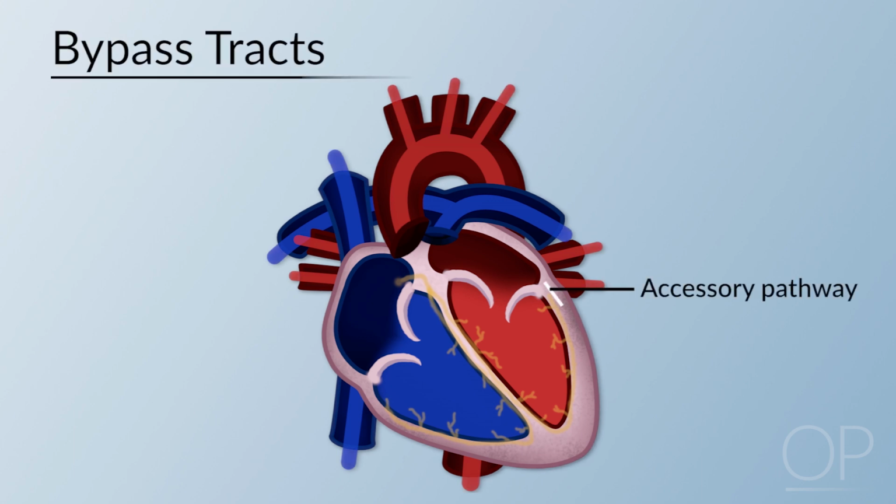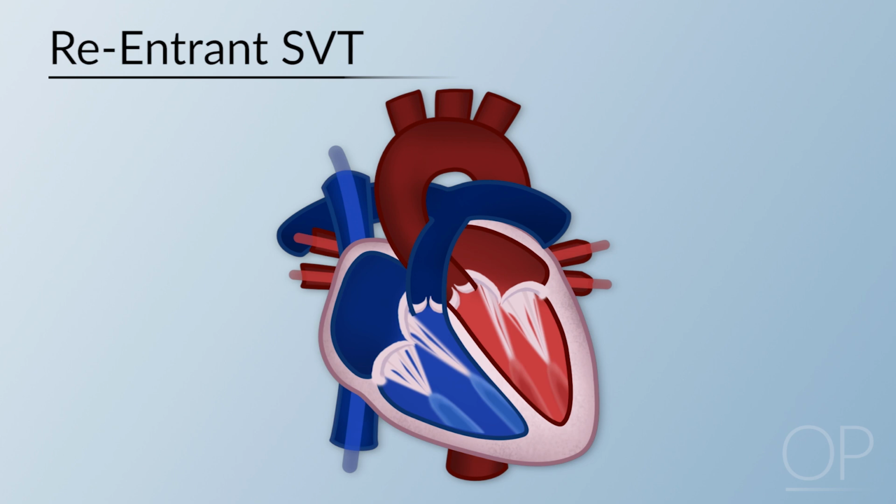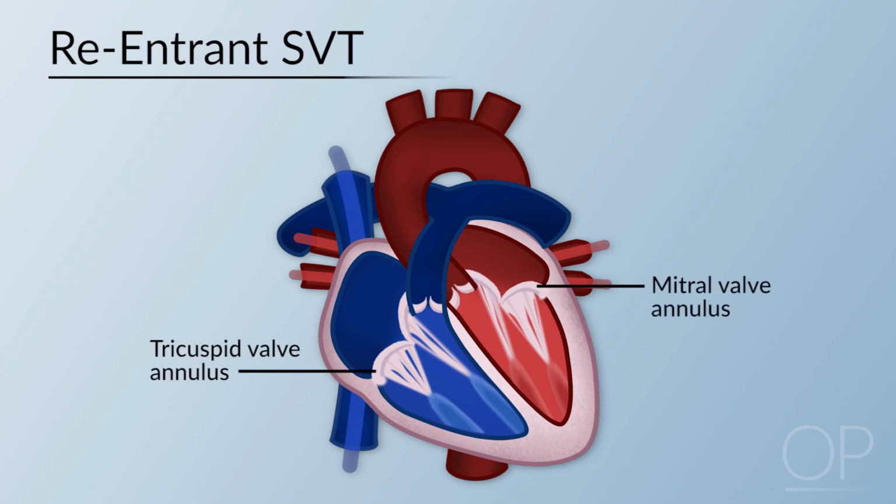Bypass tracts allow conduction to pass retrograde, up the accessory pathway, and then to re-excite the AV node, producing orthodromic tachycardias. Accessory pathways can exist anywhere along either the tricuspid or mitral valve annuli. In addition to accessory pathways, reentrant SVT can also be mediated by extra pathways within the AV node.